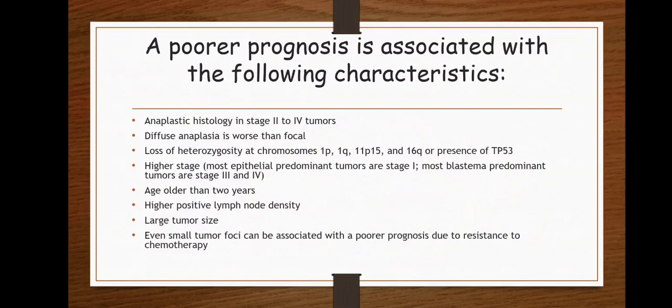A poorer prognosis is associated with the following characteristics, which is anaplastic histology in stage 2 to 4, diffuse anaplasia is worse than focal, loss of heterozygosity at chromosomes 1p, 1q, 11p15, and 16q, or presence of TP53. Higher stage, most epithelial predominant tumors are stage 1, most blastema predominant tumors are stage 3 and 4. Age older than 2 years, higher positive lymph node density, larger tumor size. Even small tumor foci can be associated with a poorer prognosis due to resistance to chemotherapy.